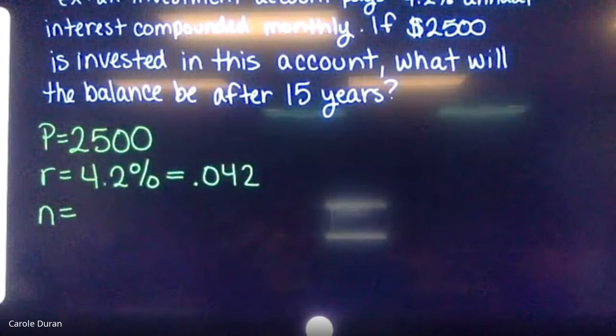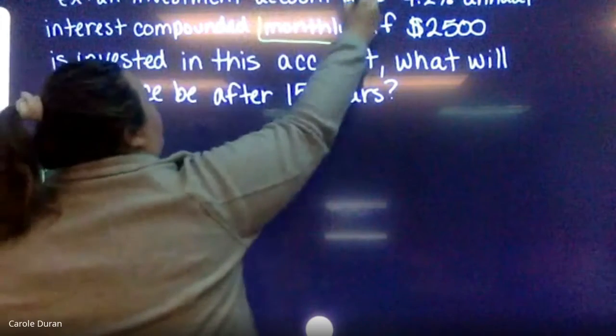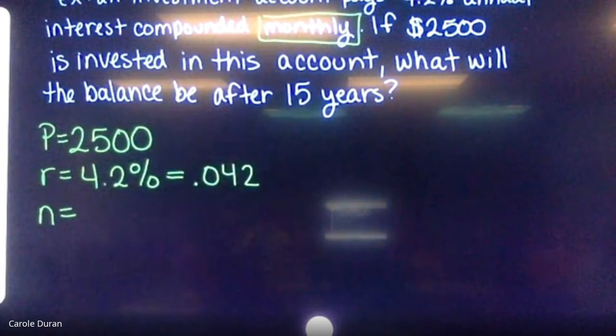N is the number of times per year that my interest is being compounded. Anybody have an idea of how many times per year this is happening for this account? Once annually? Interest compounded monthly. Oh, never mind. What word gives it away? So 12 would be right. Monthly tells me how many times per year it's happening. If it said quarterly, that would be 4. If it said semi-annually, that would be 2. Annually would be 1. Bi-weekly would be 26 because there's 52 weeks in a year. Weekly would be 52. You just have to think about it in terms of 365 days.